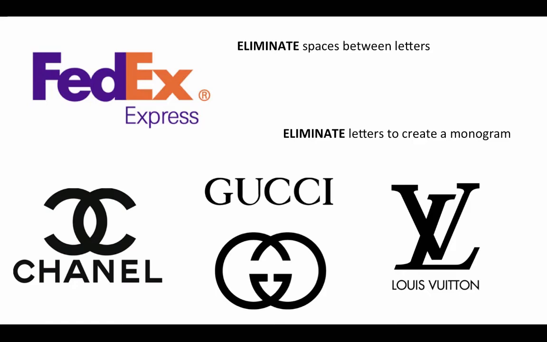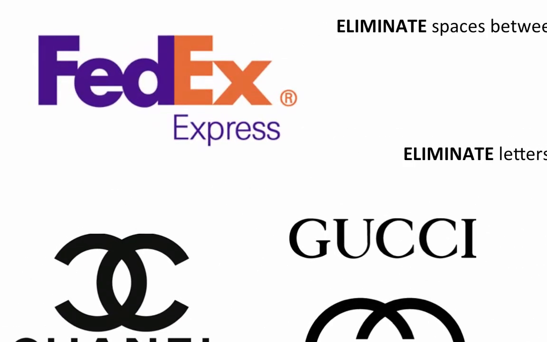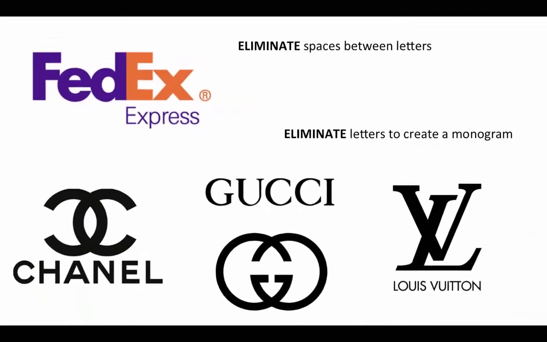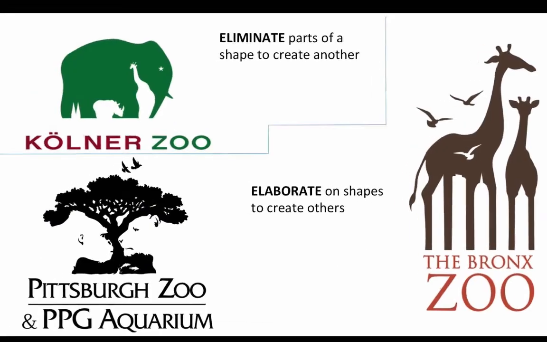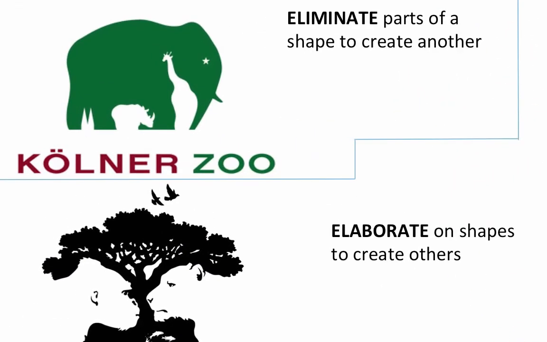Eliminate spaces between letters. In FedEx, you've got all the spaces removed and all the letters are touching. That is, they've been kerned in such a way as to create an E and an X, which form a negative space or a counter shape that is an arrow. Eliminate letters to create a monogram, quite popular amongst fashion labels. Eliminate parts of a shape to create another. The elephant has parts eliminated to form giraffes and a rhinoceros.